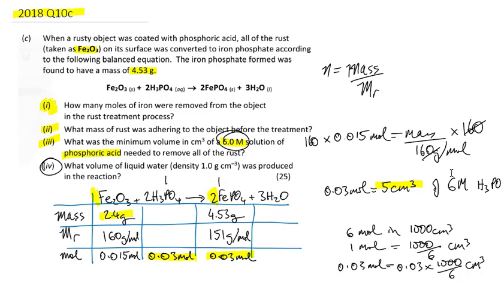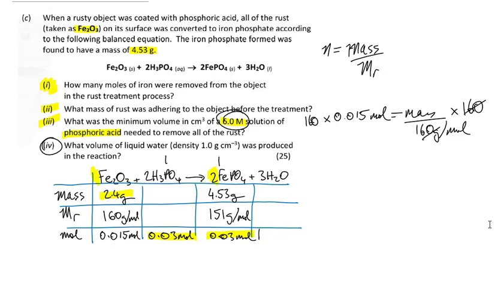Part 4, what volume of liquid water, and we're given the density, was produced in this reaction? Let's get the number of moles of water. Okay, so what goes in here? It's a 1-to-3 reaction with rust. So I'm looking at the 3 coefficient here, and nothing before rust, the iron oxide. So by convention, that's a 1. So it's a 1-to-3 reaction. So 3 times the number of moles of water as we would of rust. So it's 0.045 moles.